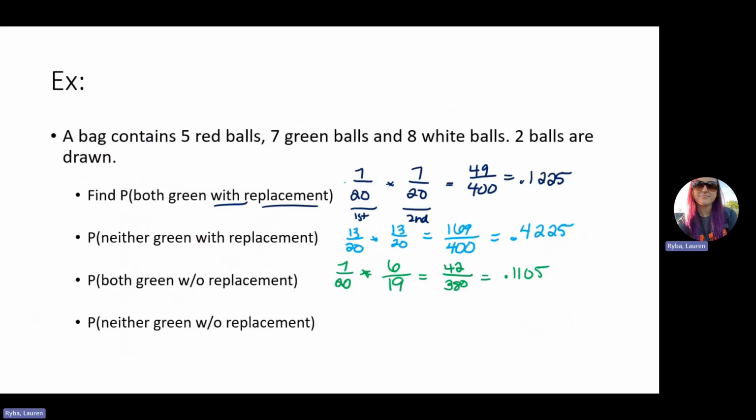All right, so if I don't want either of them to be green, and this time I'm no longer replacing, I'm going to go back to the second one we did here. 13 out of 20 is what I started with. But one of those that I took out is not green, and I'm not going to replace it. So now I drop down to 12 out of 19. And that's going to give me 156 out of 380, or 0.4105.